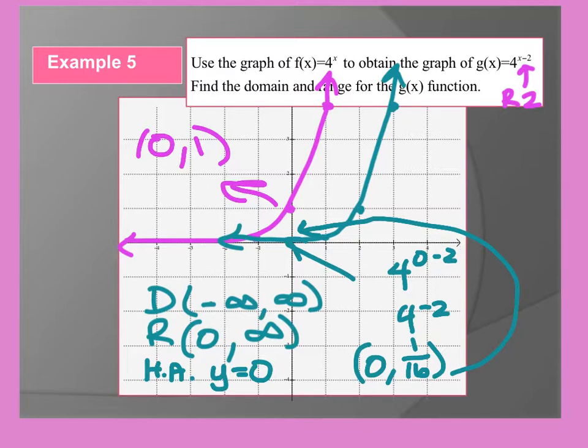And again, neither has an x-intercept because you can't get it to equal 0. Questions on anything we talked about so far?